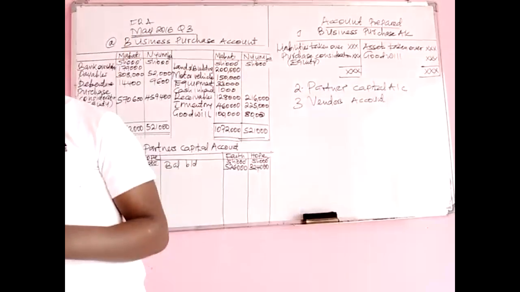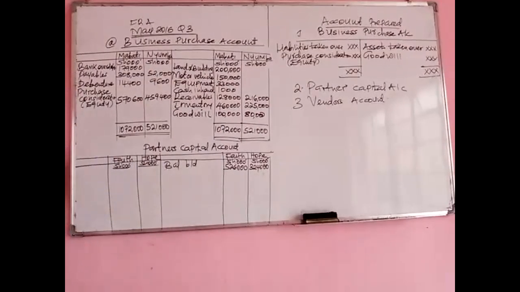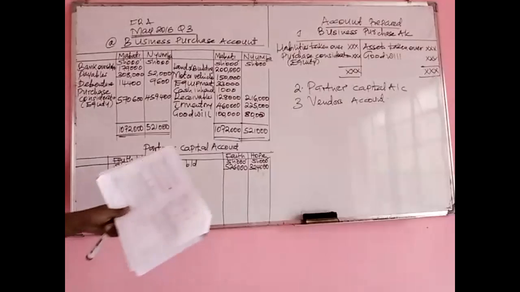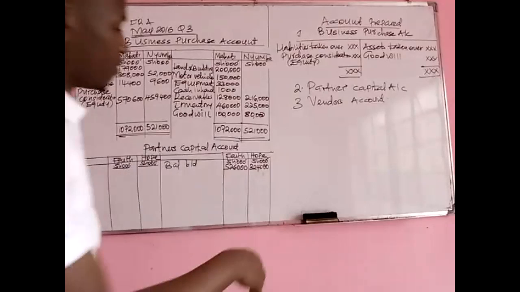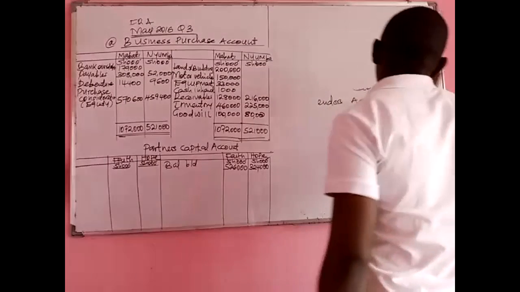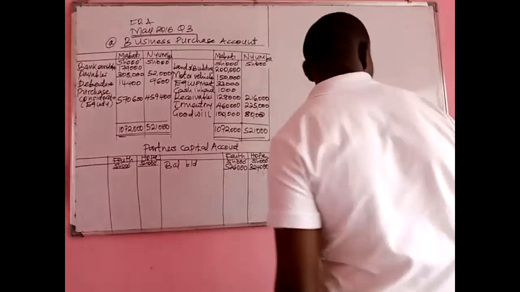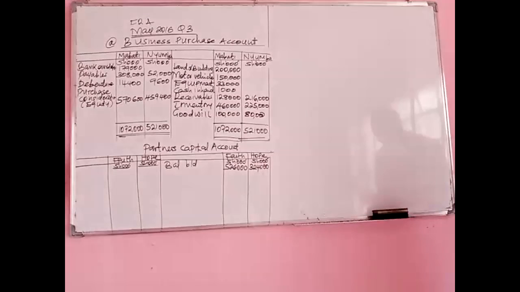Additional information number 3. On 1st January 2016, the purchase consideration was settled by the allotment of fully paid ordinary shares. So this one was settled by issuing shares to the what? To the partners. Are we together?